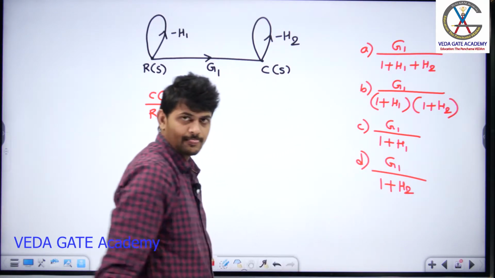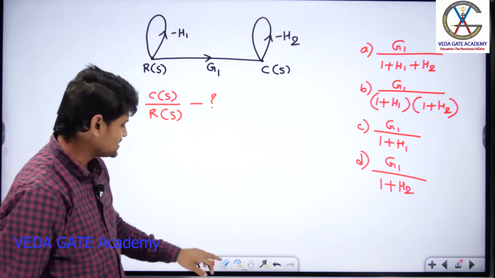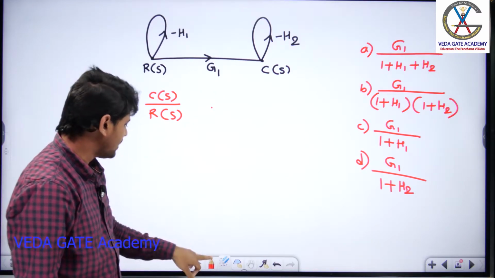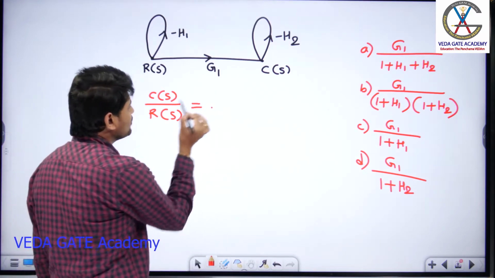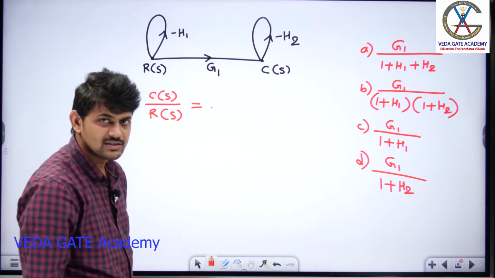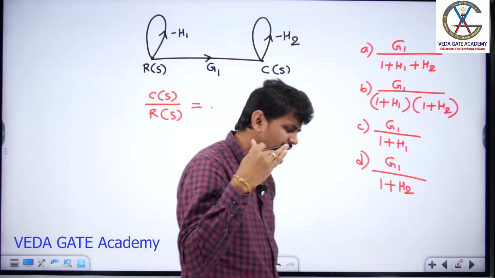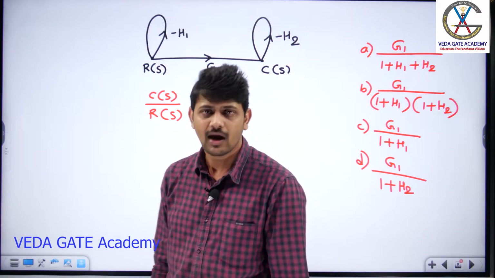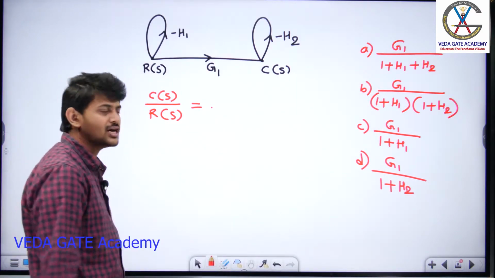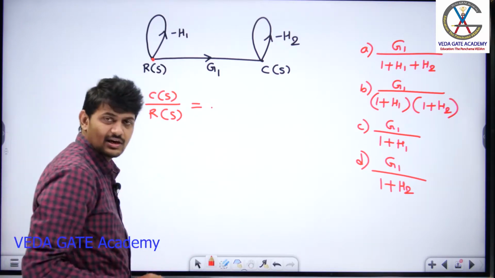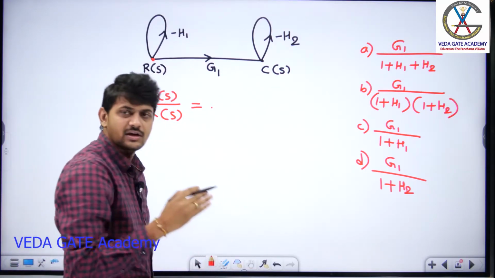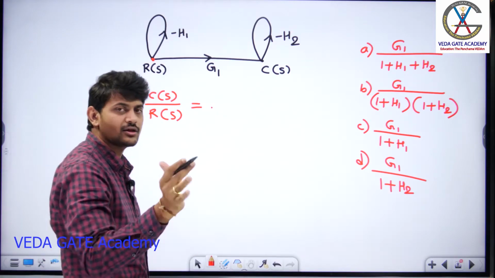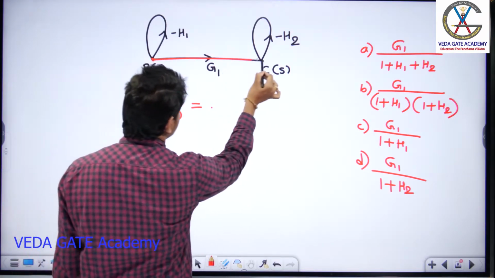Let me try to solve. Suppose I directly apply Mason's gain formula over here, what will happen? Most of the students in the exam never bother about the limitations of applying any kind of concept. If I blindly apply Mason's gain formula, I can start from R of S and see how many ways I can reach C of S. There should be unidirectional flow of signal and all the nodes you have to touch only once. So I can say this is my forward path.